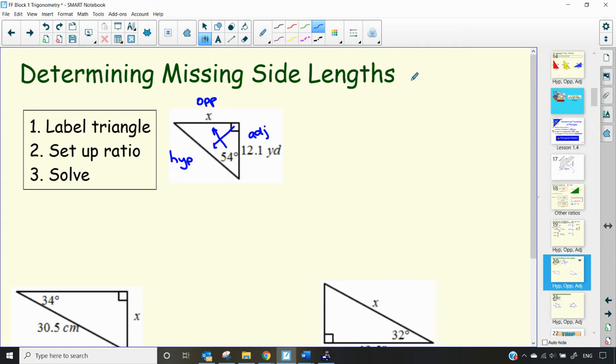Now, using SOHCAHTOA, I'm going to decide which ratio I need to use. So I have 54 degrees. I'm looking for opposite, so I need to use opposite. And I have adjacent, so I can check those off. Well, the only ratio that uses both opposite and adjacent is tangent.